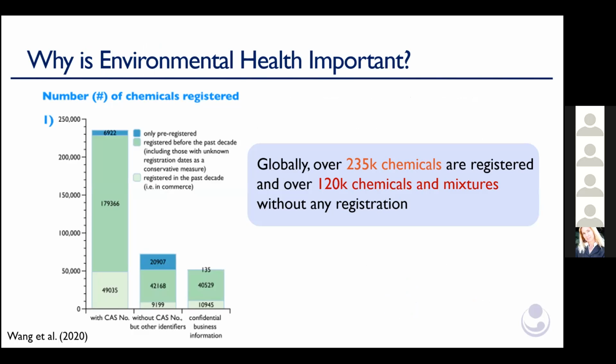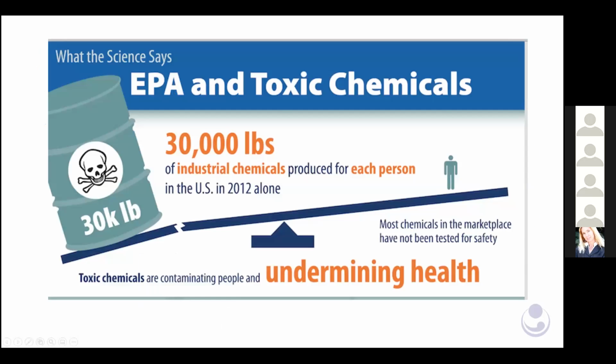And there's 120,000 without registration. So we're looking upward of 350,000 chemicals in our environment. But this illustration frames another layer of the problem, which is the fact that we don't know the toxicity of a number of these chemicals and how harmful they are to human health. So whilst we know there are a lot of chemicals out there, very few are being tested.